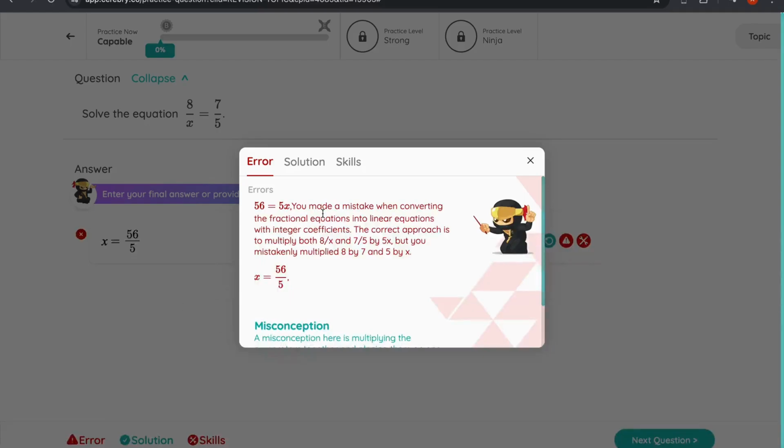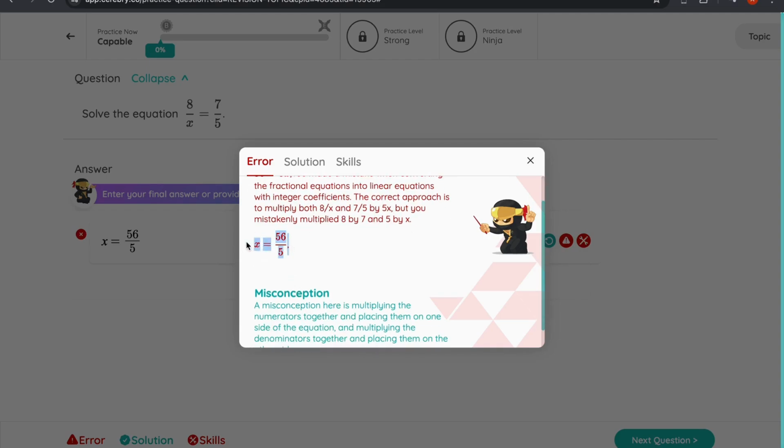By clicking on the error, it shows that 56 is equal to 5x. You made a mistake when converting the fractional equations into linear equations with integer coefficients. The correct approach is to multiply both 8 by x and 7 by 5x. Instead, you mistakenly multiplied 8 by 7 and 5 by x. This is not the correct answer.